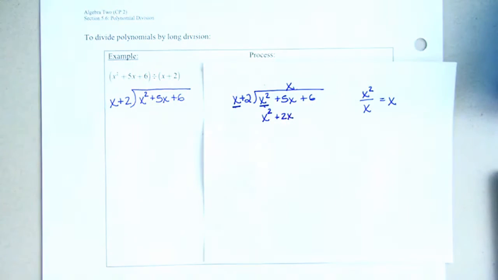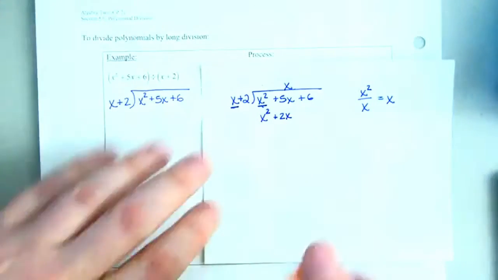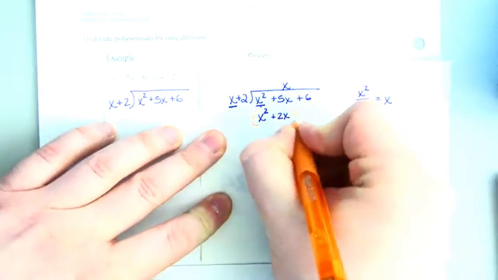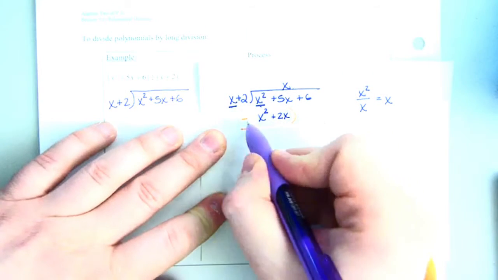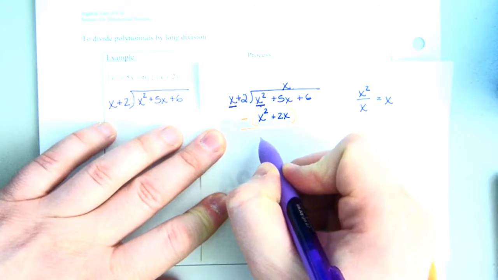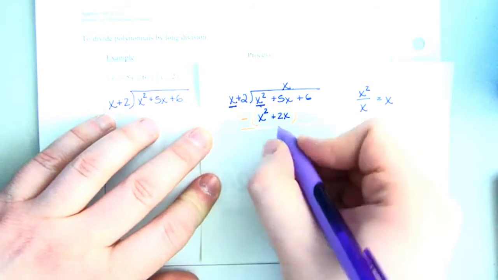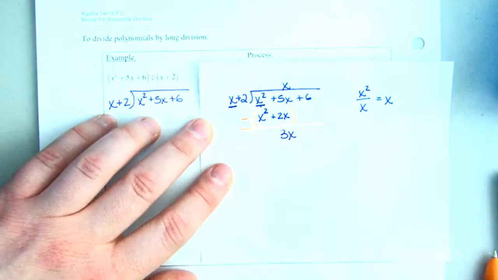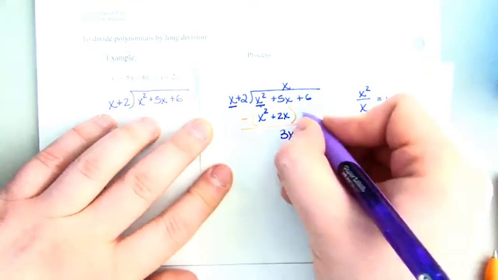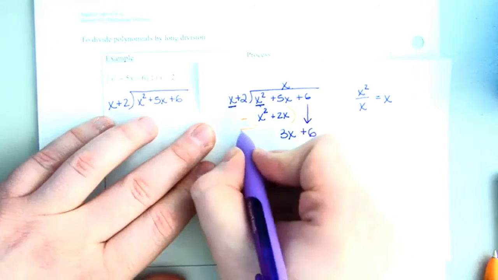I've divided, and I just multiplied. Now I need to subtract. I need to subtract this thing from the top line. Well, I'm going to stick some parentheses in here and put a minus sign before them. I need to go do x squared minus x squared. That's gone away. And if you do this correctly, the first term always should go away. Then I'm going to do 5x minus 2x, and that's going to give me 3x. I've divided, I've multiplied, and now I've subtracted. Which means my next step is to bring down that next term. I'm going to bring down a plus 6.